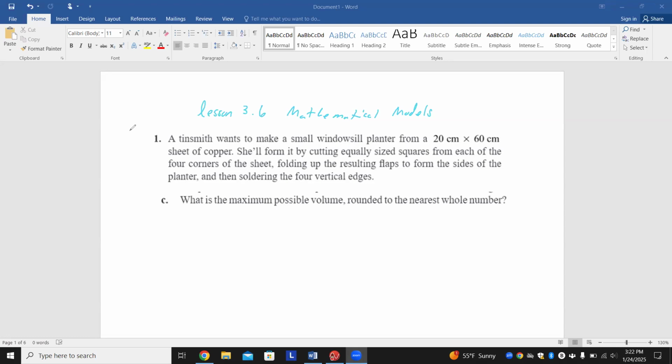A tinsmith wants to make a small window planter from a 20 by 60 sheet of copper. She'll form it by cutting equal size squares from each of the four corners of the sheet, folding flaps up to form the sides of the planter, and then soldering the four vertical edges. So basically, I want you to know what's the maximum possible volume rounded to the nearest whole number.